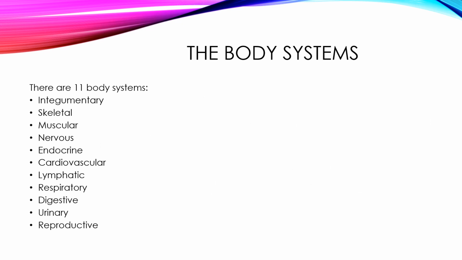So in all, you have 11 body systems. You have your integumentary system, which is your skin, your skeletal system, which is just as it sounds, your skeleton and your bones, the muscular system, which is all about muscles, your nervous system, which is your nerves, brain, spinal cord, all that fun stuff, your endocrine system. This comprises your thyroid, your reproductive glands, so ovaries or testes, depending on if you're male or female.